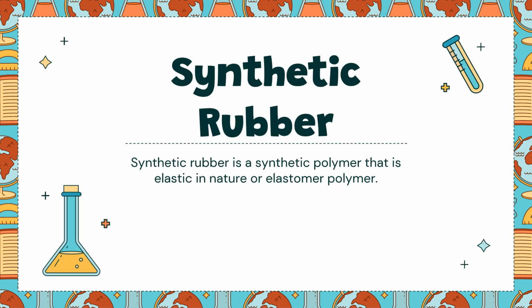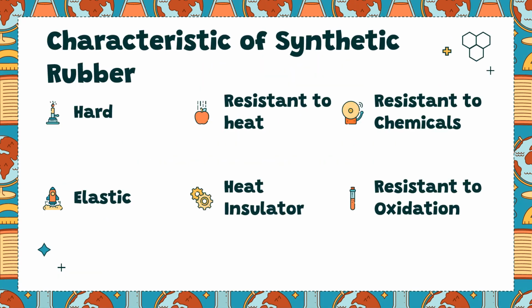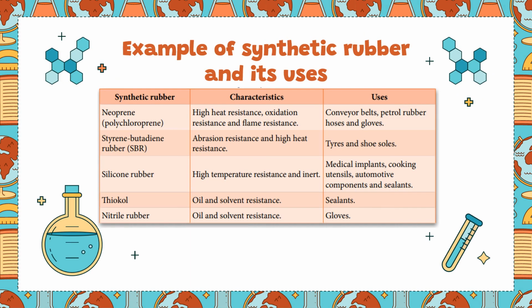Next, synthetic rubber. Synthetic rubber is a synthetic polymer that is elastic in nature, or an elastomer polymer. The characteristics of synthetic rubber are hard, resistant to heat, resistant to chemicals, elastic, heat insulated, and resistant to oxidation. The example of synthetic rubber and its use is here. You can pause if you want to read it.